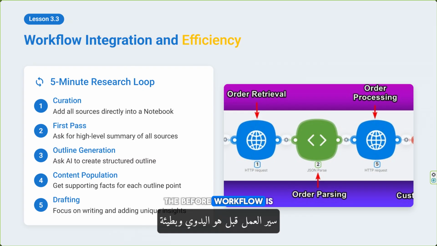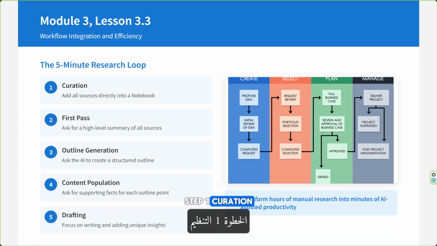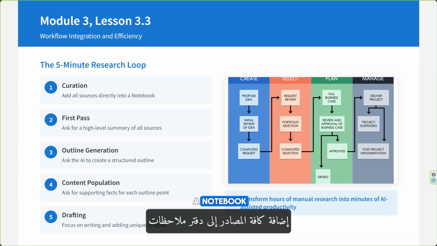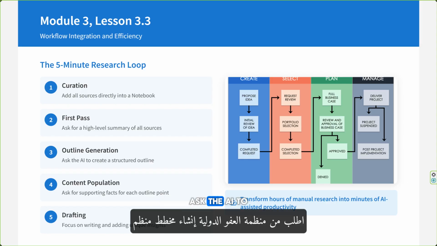The before workflow is manual and slow. The after workflow is the 5-minute research loop. Step 1, Curation: add all sources to a notebook. Step 2, First pass: ask for a high-level summary. Step 3, Outline generation: ask the AI to create a structured outline.